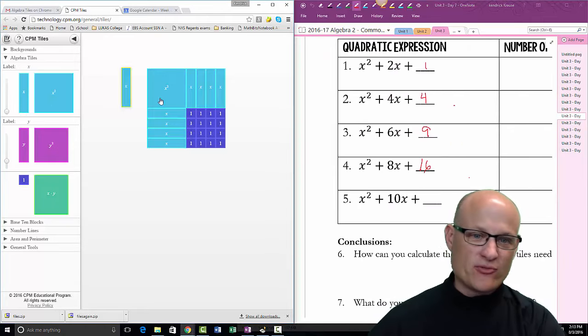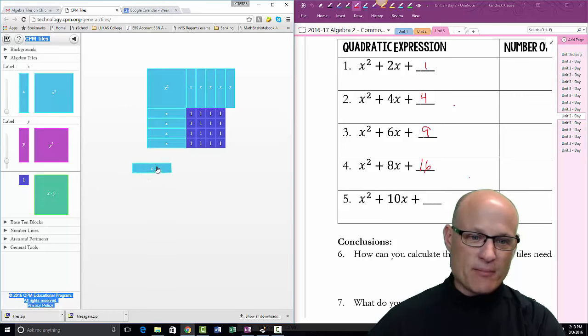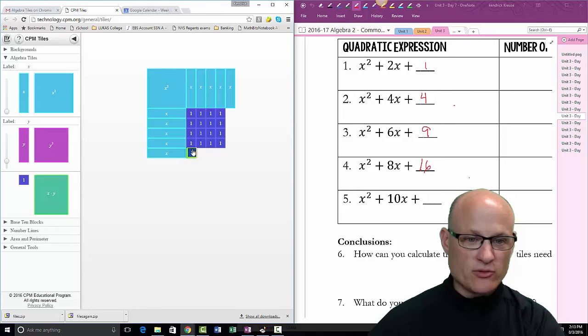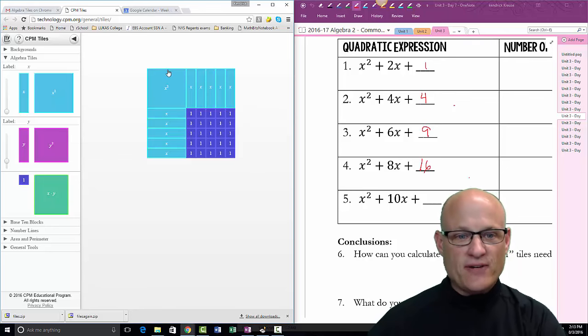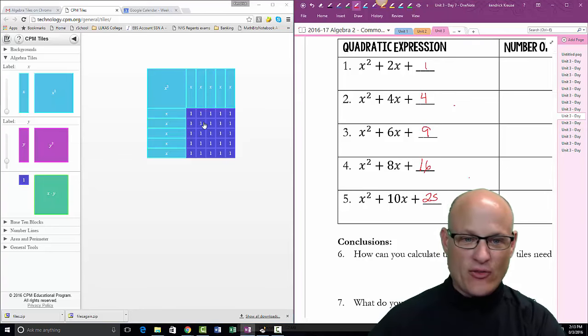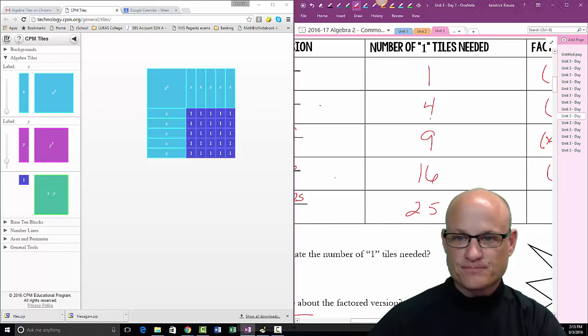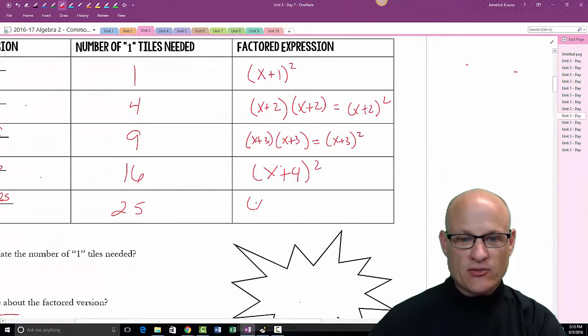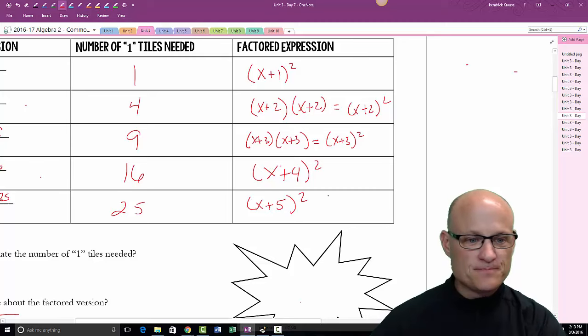We got 10 X's. So now we got to add 5 X's on top, 5 X's on the bottom. And then we got to add a bunch more of these things. 1, 2, 3, 4, 5, 6, 7, 8, 9. So now I've got x plus 5 over x plus 5, but I had to add 25 of these blocks. Now you'll notice that each one of these little things is also a perfect square in that corner. So 25, and this would be x plus 5 squared.